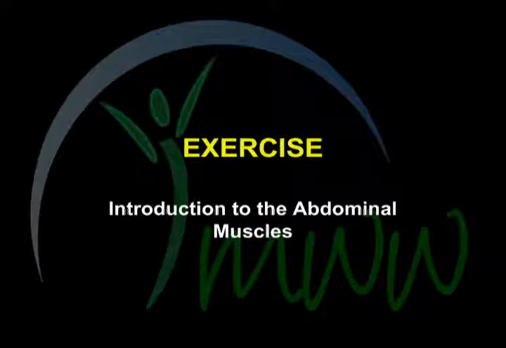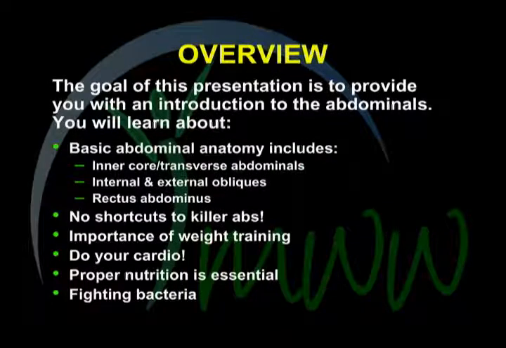Exercise. Introduction to the abdominal muscles. The goal of this presentation is to provide you with an introduction to the abdominal muscles. You will learn about basic abdominal anatomy, which includes the inner core transverse abdominals, the internal and external obliques, and the rectus abdominis. There are no shortcuts to killer abs. The importance of weight training to help you reach your ab and weight loss goals. Do your cardio. Proper nutrition is essential. Fighting bacteria in your body.